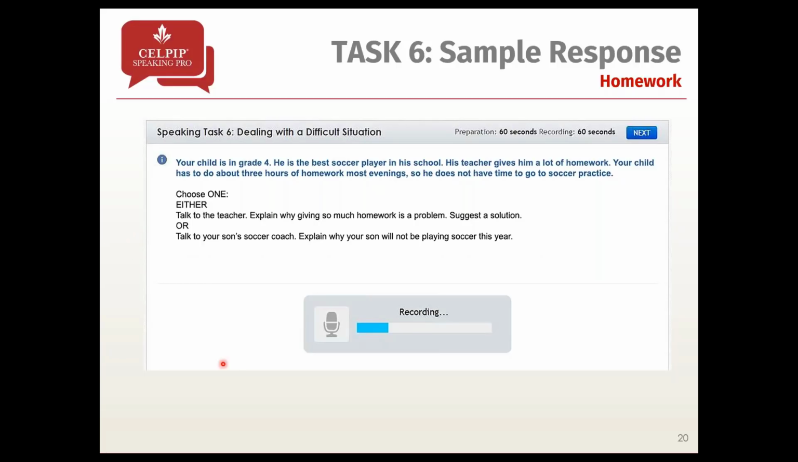So think about this for a moment. Which one would you choose? How would you start your response? And I invite you to type your ideas into the questions box. How would you start your response? And then I have a sample that I'm going to play for you.